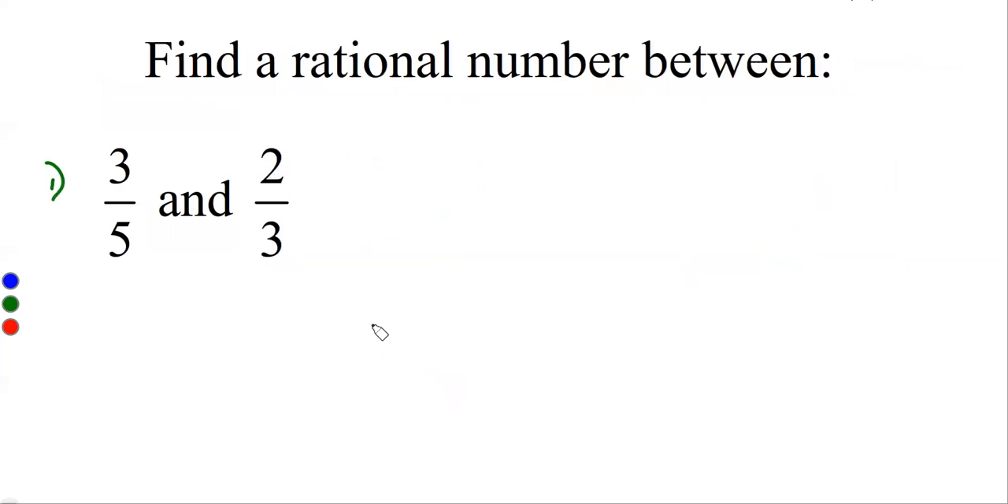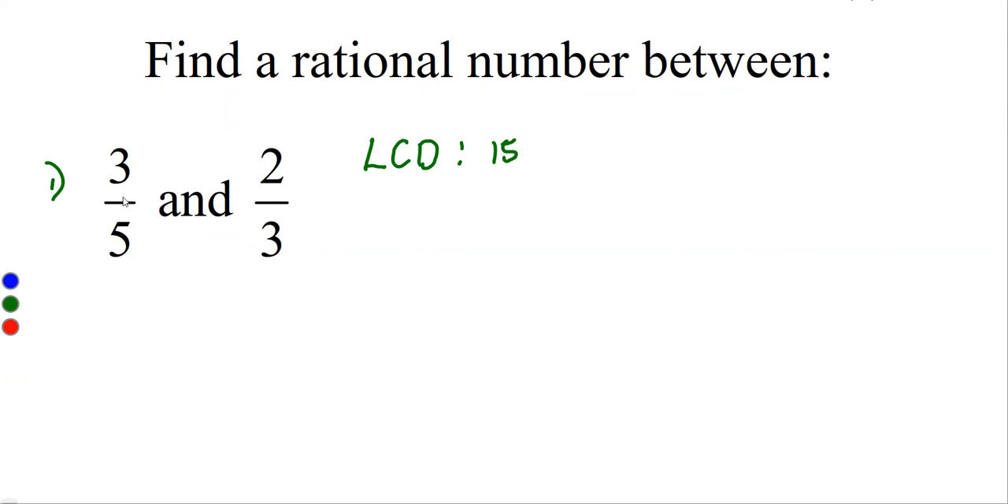Okay, now let's look at this. Find a rational number between 3 over 5 and 2 over 3. So what must you do here? You must look for what you call the lowest common denominator. The lowest common denominator is a number that your two denominators can go into. 5 can go into that number, 3 can go into that number, but the smallest number that we can think of is 15.